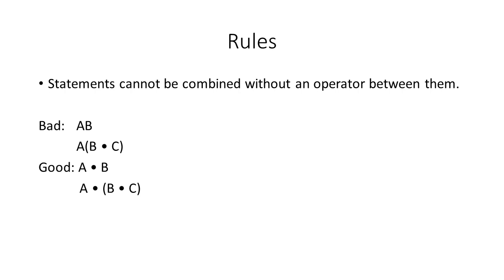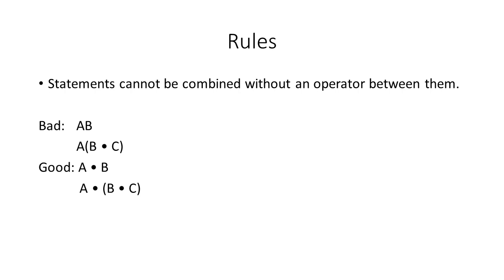Which sort of operator, you might ask? Well, think about it. It has to be a two-place operator, right? Because it's putting together in some way A and B. Also bad would be A left parenthesis B dot C right parenthesis, right? So A is a simple statement, B and C is a complex statement. But statements cannot be combined without an operator between them. So we need something between the A and the left parenthesis, some sort of operator. Again, it's going to be a two-place operator, because we're going to be putting A and B and C together in some way.